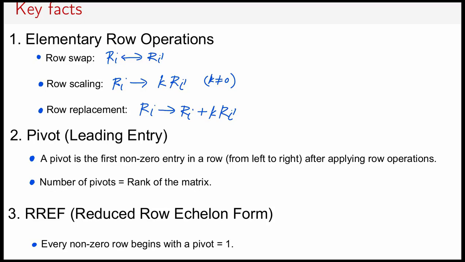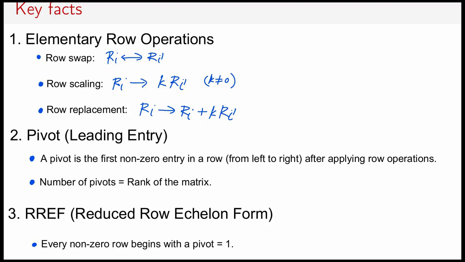To simplify any matrix, we perform elementary row operations like row swap, row scaling, and row replacement. These operations do not change the rank of the matrix. In row swap, any two rows Ri and Ri' can be swapped. In row scaling, any row can be scaled by a factor k which is not equal to 0. And in row replacement, any row can be replaced by the sum of two or more rows.